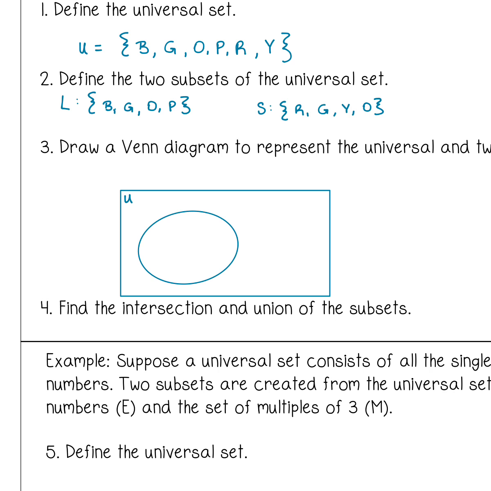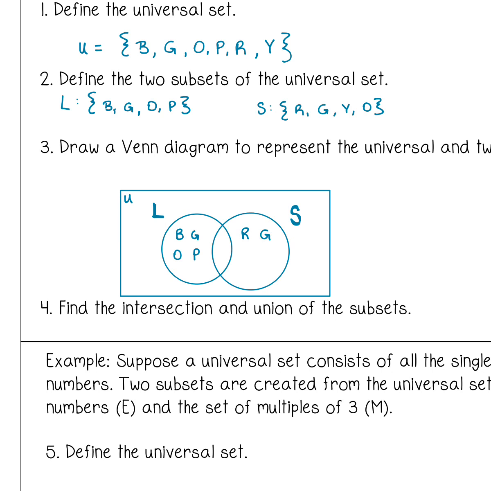So I've got my large circle and I've got my small circle. On the left is going to be our large bag of marbles, and on the right is going to be our small bag of marbles. So in our large, we've got blue, green, orange, and pink. And in our small bag, we've got red, green, yellow, and orange.